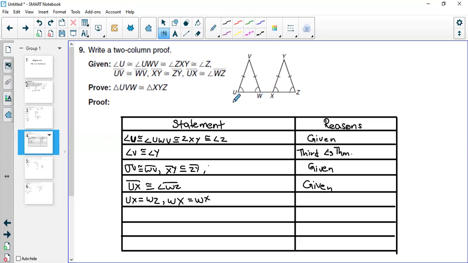So why did we say that UX is equal to WZ? Because of the definition of congruent segments. What does the definition of congruent segments say? That each of the segments are equal to each other. If UX is equal to WZ, same here, WX is equal to WX.